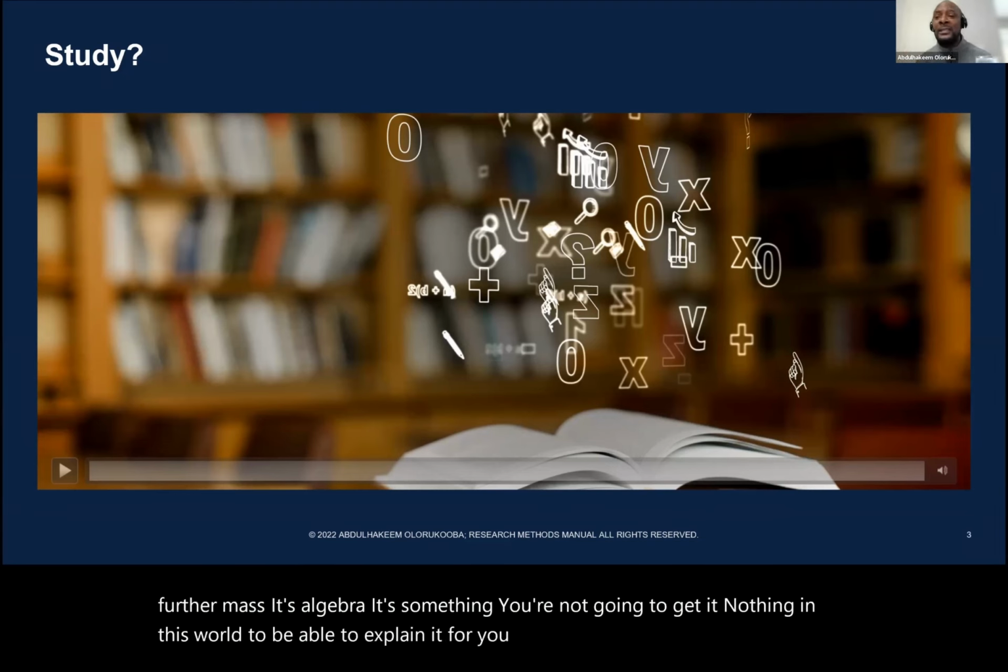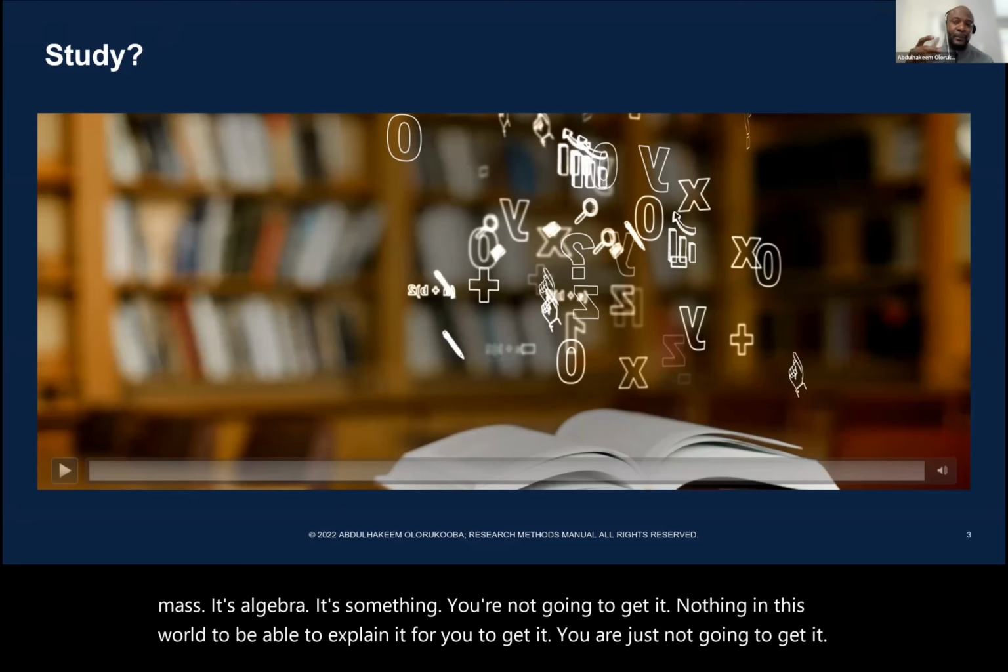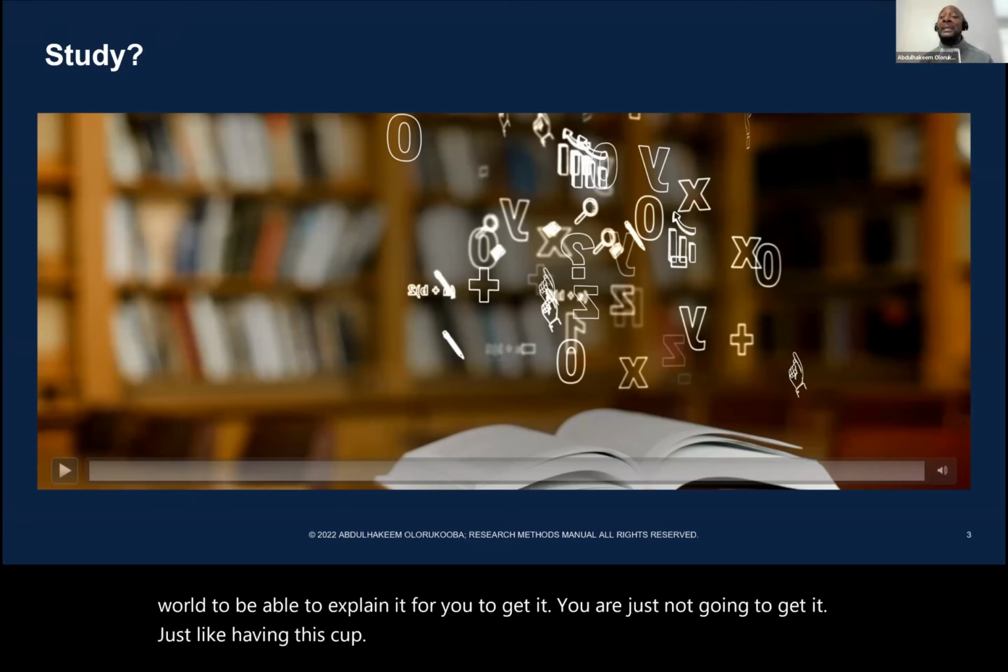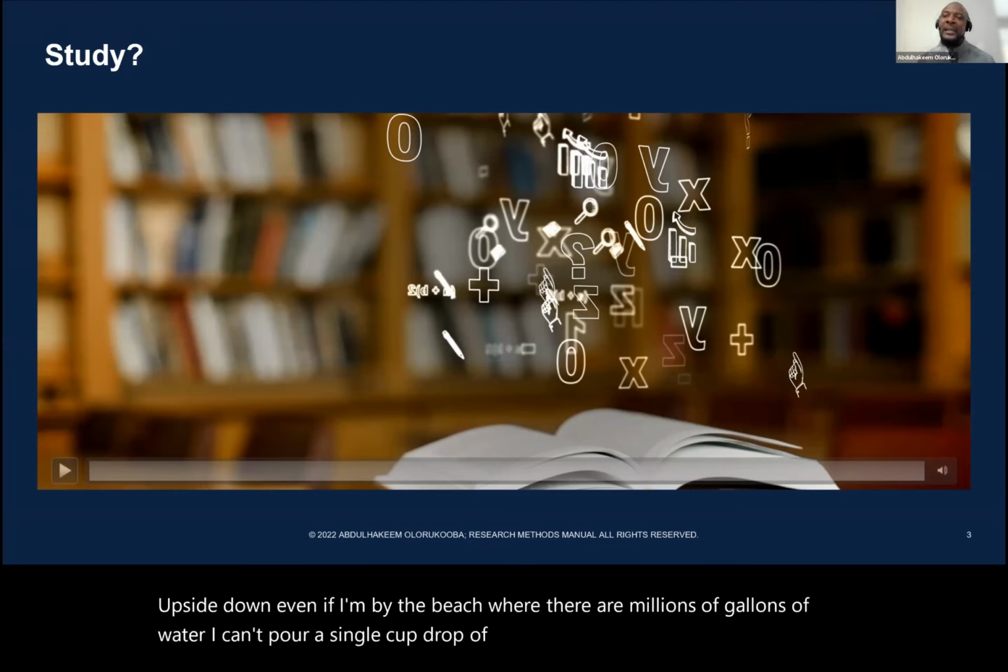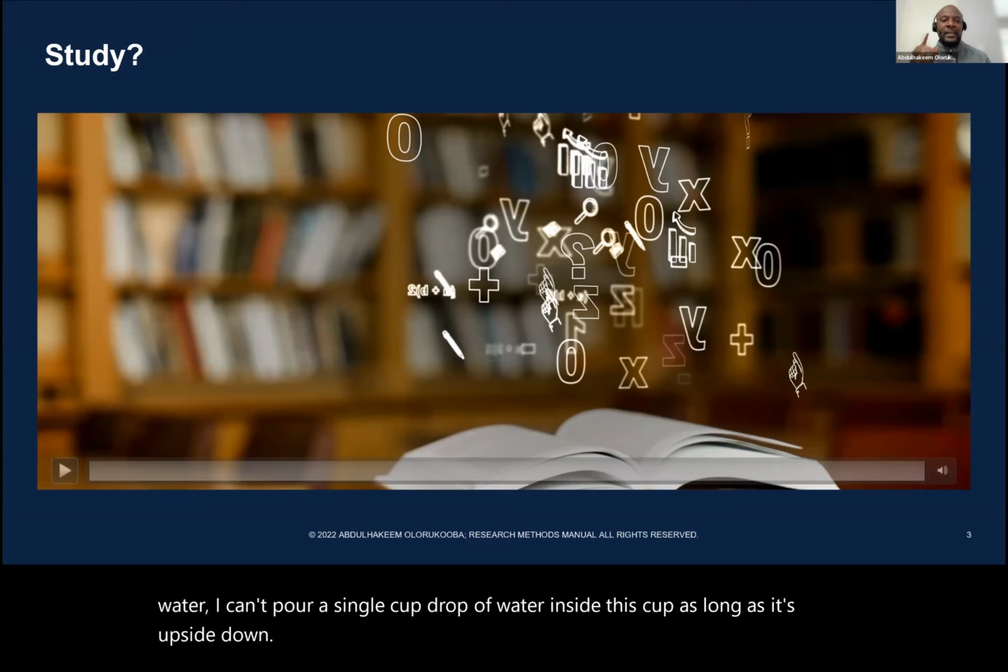You are just not going to get it. Just like having this cup upside down. Even if I'm by the beach where there are millions of gallons of water, I can't pour a single drop of water inside this cup as long as it's upside down. So I'm saying this here today for you to do me a favor.